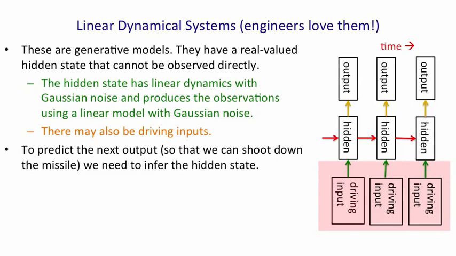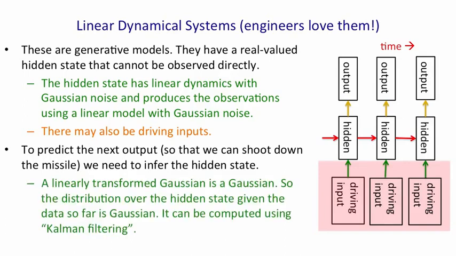To predict the next output of a system like this, we need to be able to infer its hidden state. And these kinds of systems are used, for example, for tracking missiles. In fact, one of the earliest uses of Gaussian distributions was for trying to track planets from noisy observations. Gauss actually figured out that if you assumed Gaussian noise, you could do a good job of that. One nice property that a Gaussian has is that if you linearly transform a Gaussian, you get another Gaussian.